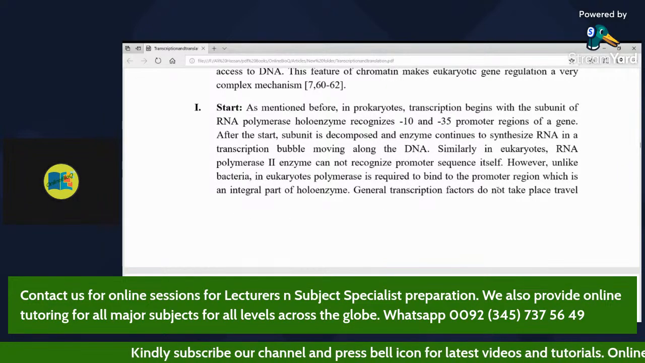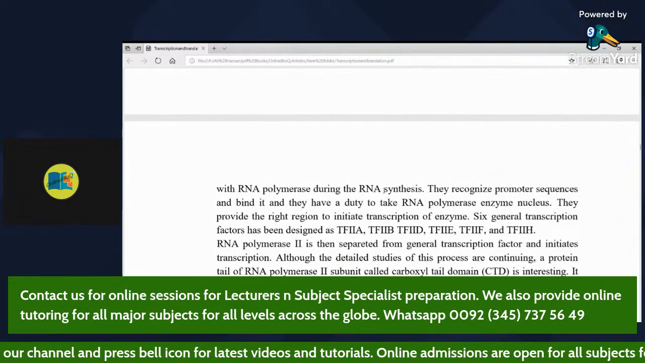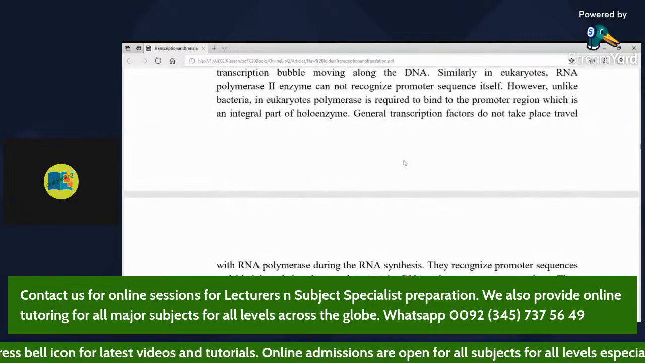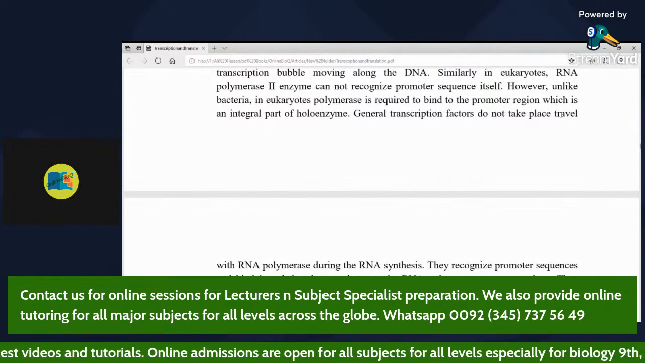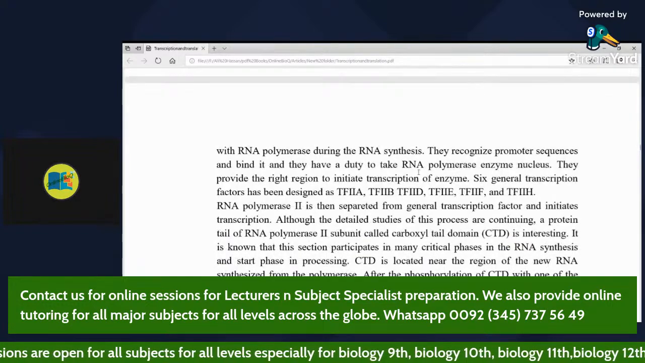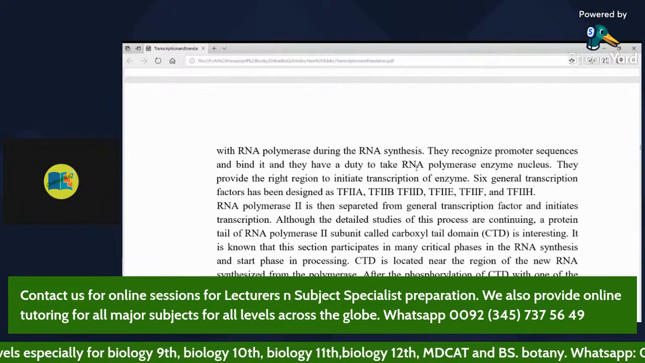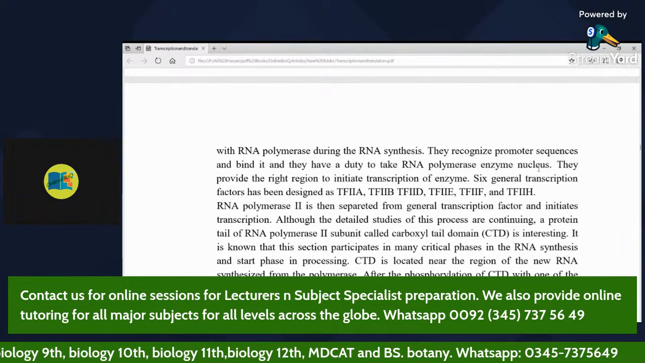General transcription factors do not travel with RNA polymerase during RNA synthesis. They recognize promoter sequences and bind to them, and they have the duty of bringing the RNA polymerase enzyme to the promoter.